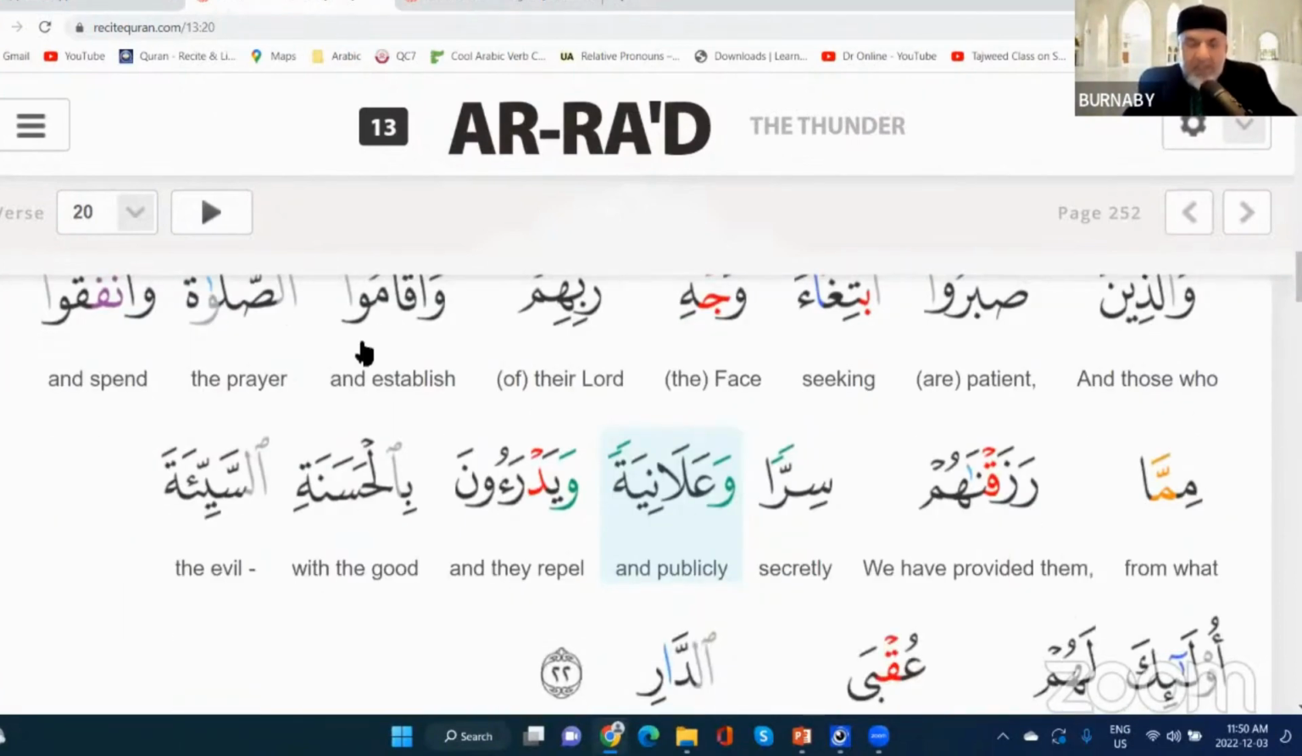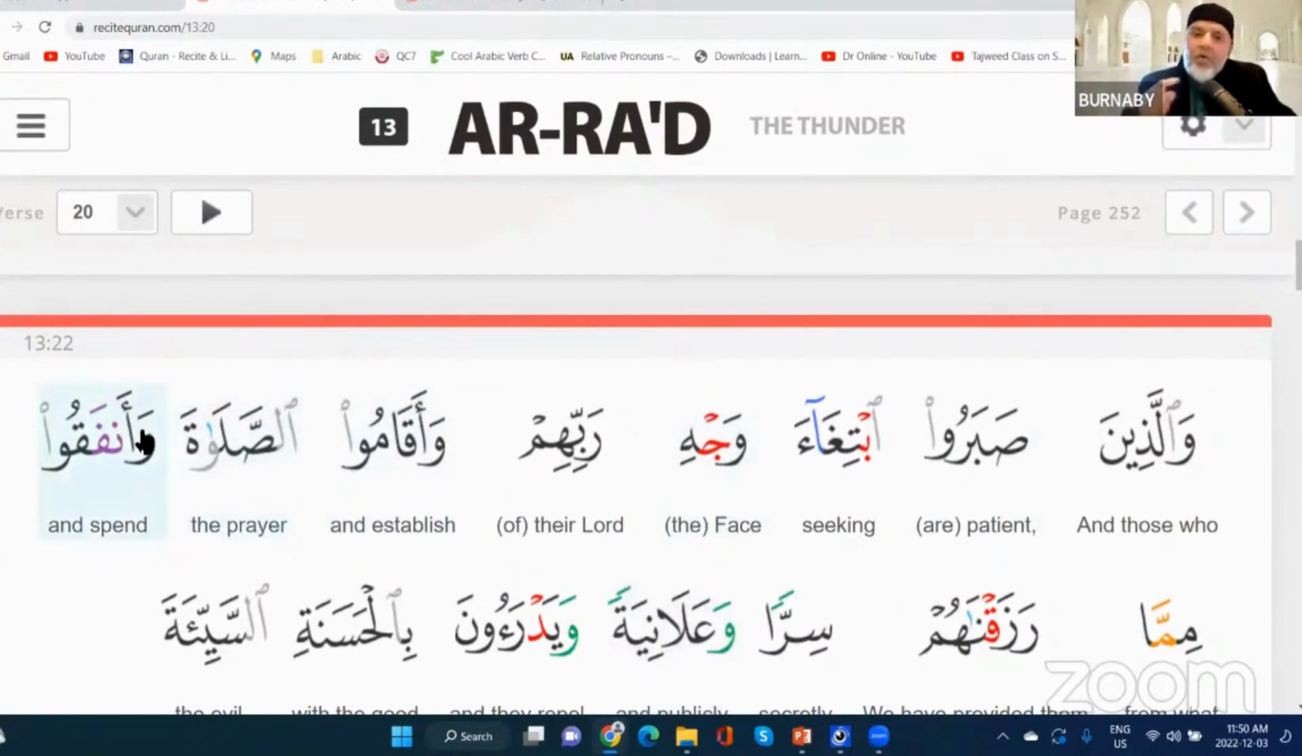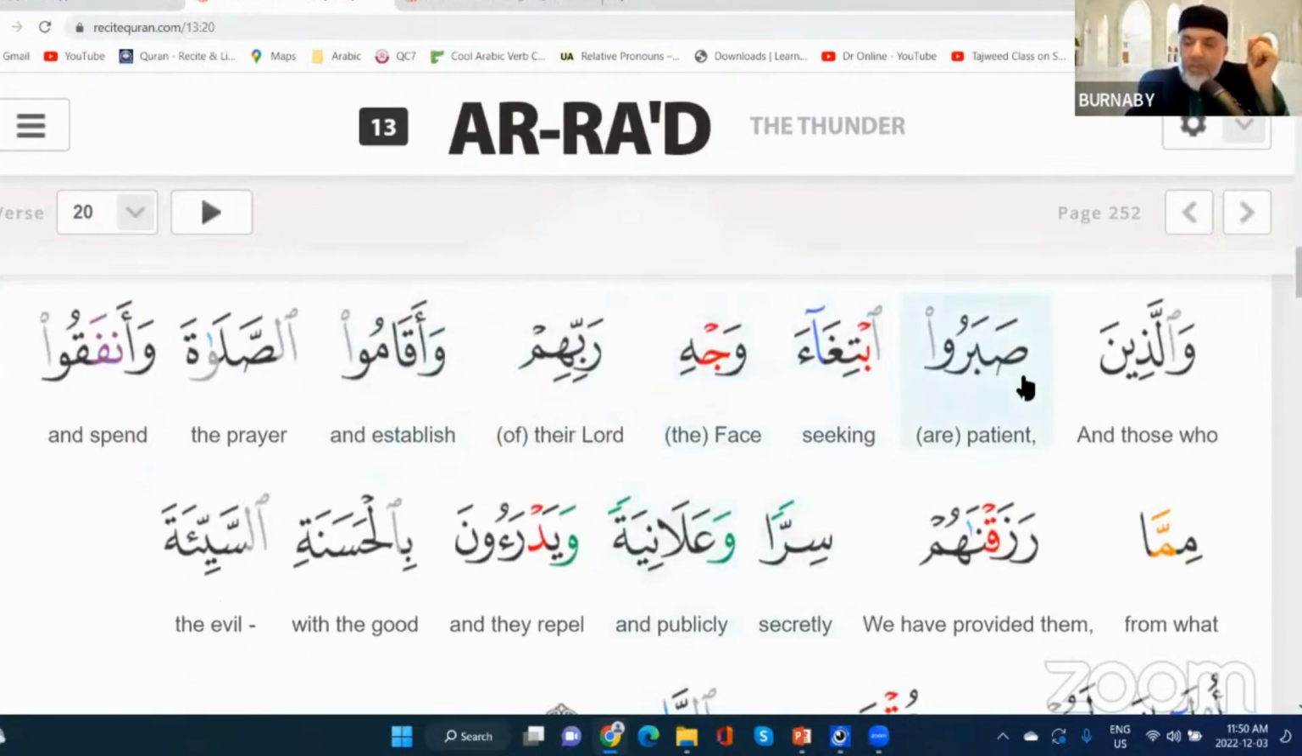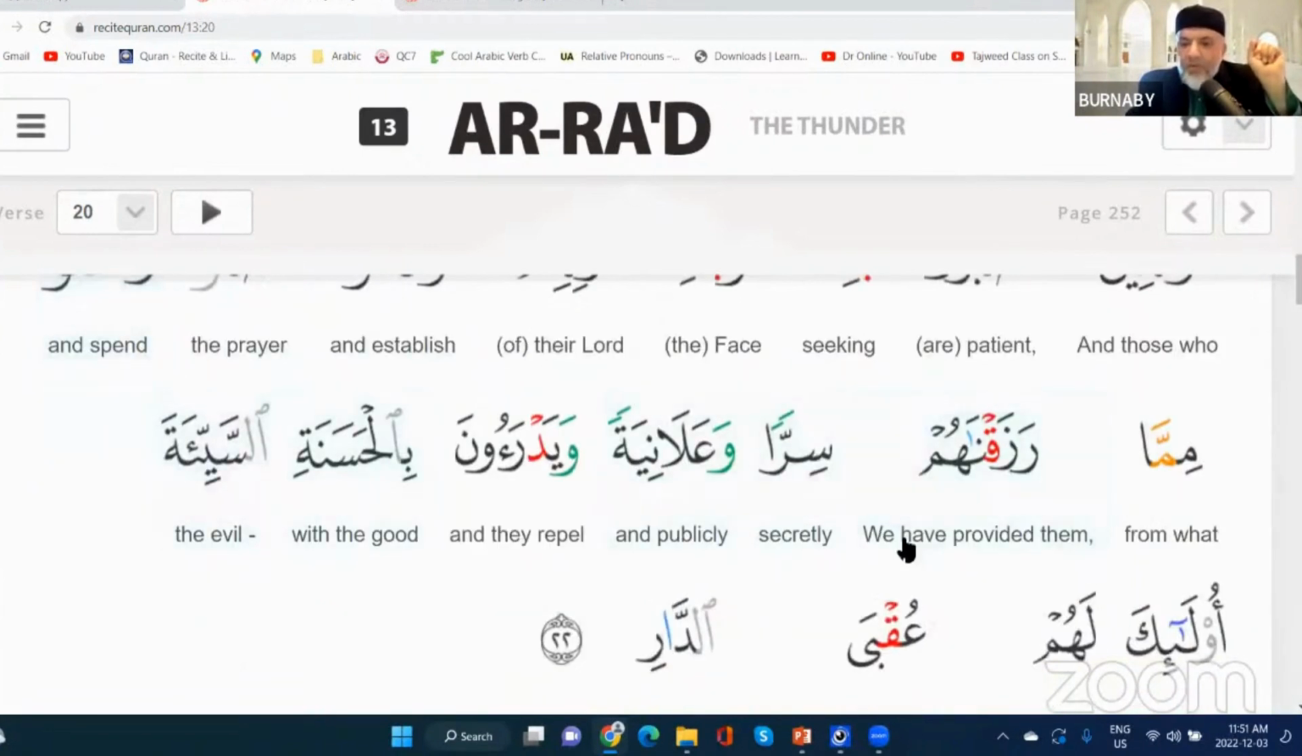And then what else do they do? First of all, they're patient. And then wa aqamus salata. Who remembers the last verse? Laysal birra an tawallu wajuhakum qibla al-mashriqi wal maghrib. Remember that part? The long one. Yes. So over there was also aqamus salah and atu zakah. So what else? How would you get the sabr? How does Allah subhanahu wa ta'ala say in the Quran that you can find sabr? By establishing the salah. Yeah. Wa anfaqu mimma razaqnahum sirran wa alaniya. Sirran is secretly, alaniya means publicly. And what they do, they establish the prayer and spend from what We have provided them secretly and publicly.